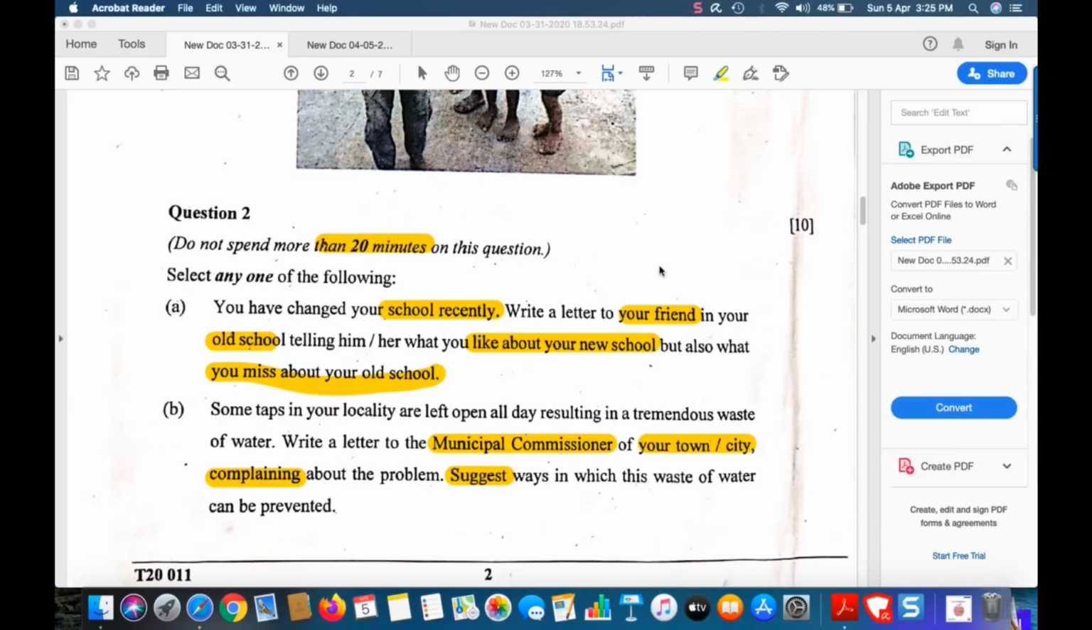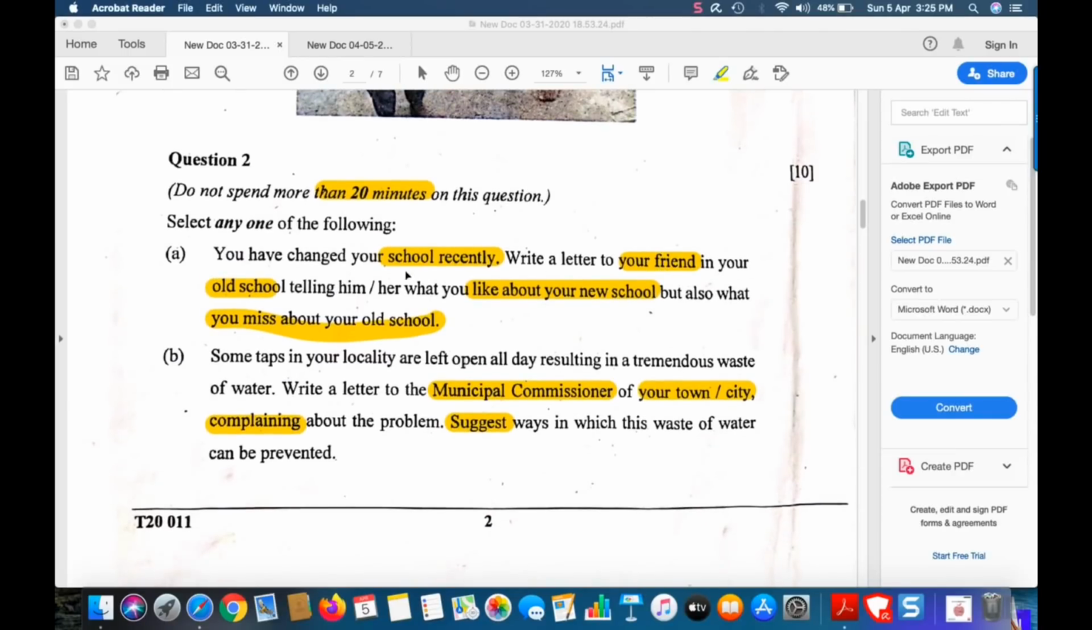As an assignment, go to this question, the letter question, subpart A. You have changed your school recently. This informal letter, you will have to do this in your register as an assignment. Thank you so much.